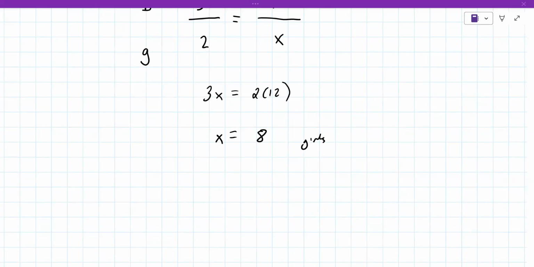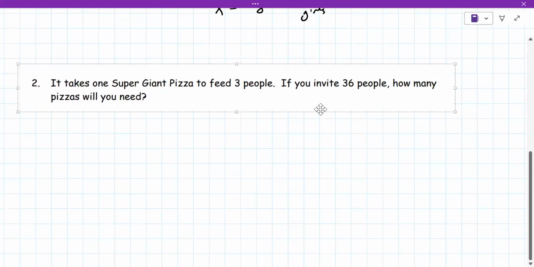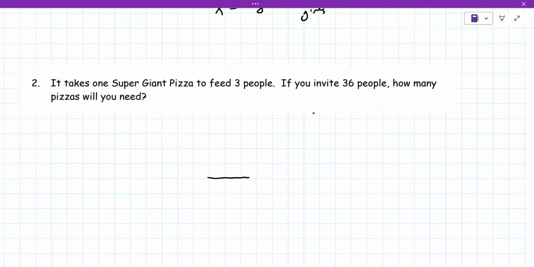Let's look at another problem here. The big thing here is to be able to set up the proportion. And there's many ways to do it. I've kind of given you my way, but you've got to decide how you want to tackle a problem like this.